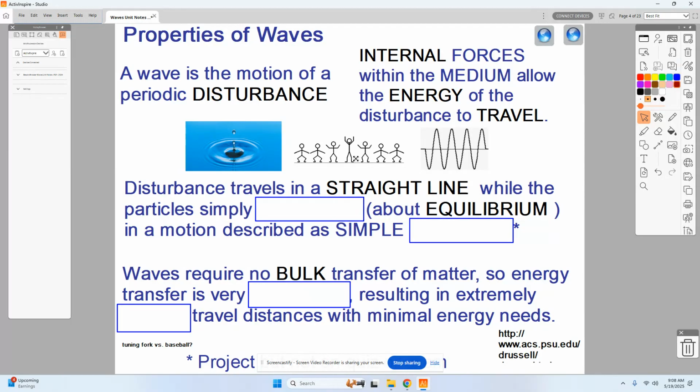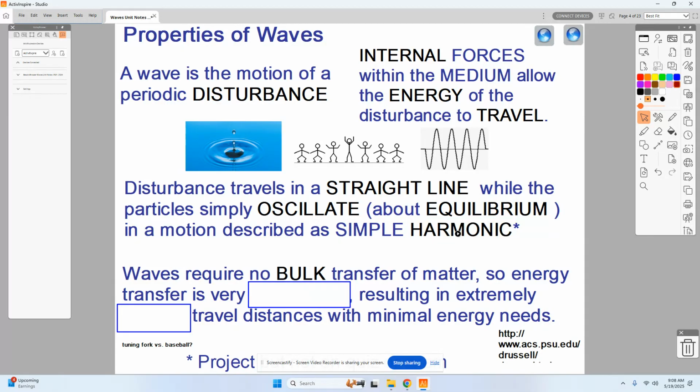All right. We're sending the disturbance along through the medium. You guys are properties of that medium. Oh my gosh. Liam. All right. Disturbance travels in a straight line while the particles simply oscillate, except for Liam. So they oscillate about an equilibrium position. This motion is described as simple harmonic.